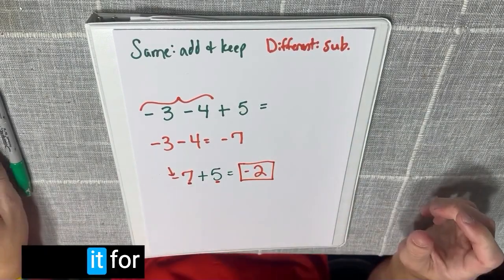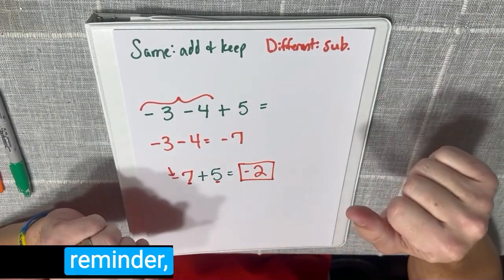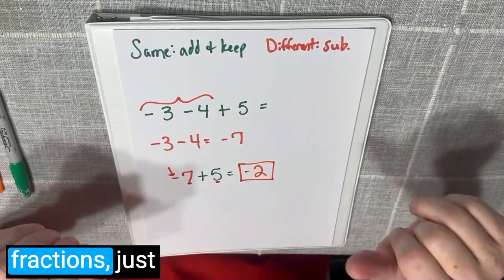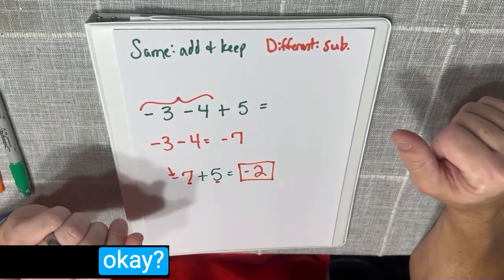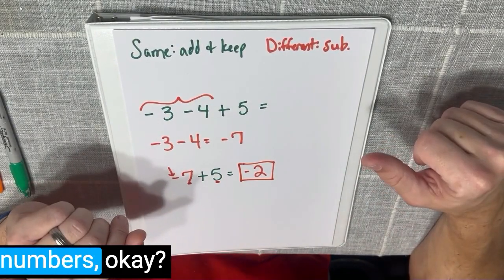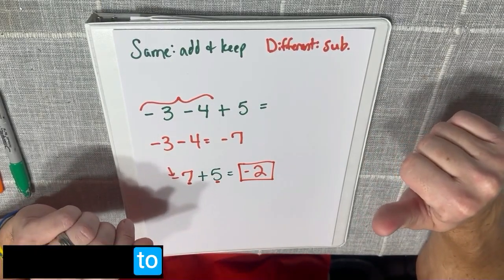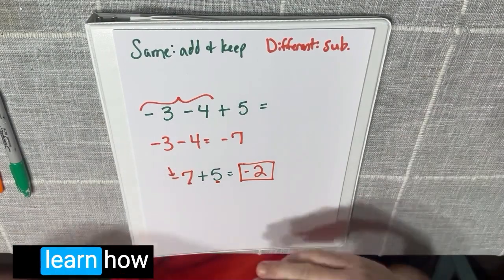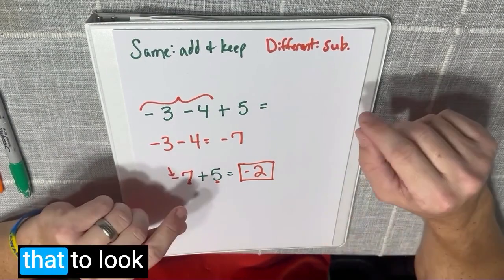All right, Mathletes, that's it for this episode. We added and subtracted integers. Just a reminder, integers are simply whole numbers, no decimals, no fractions, just regular whole numbers that are either positive or negative. So we were learning how to add and subtract positive and negative numbers. And remember, we're going to have a future video coming out this week on multiplying and dividing integers. So we're going to learn how to multiply and divide positive and negative numbers. We've got that to look forward to.